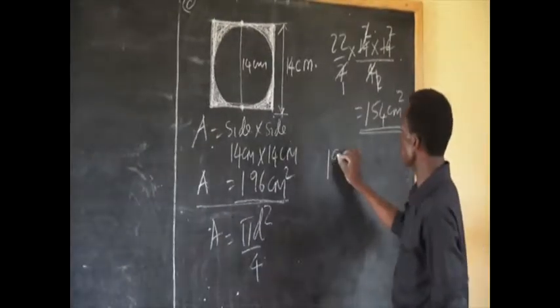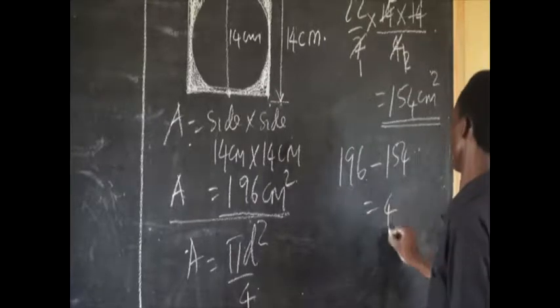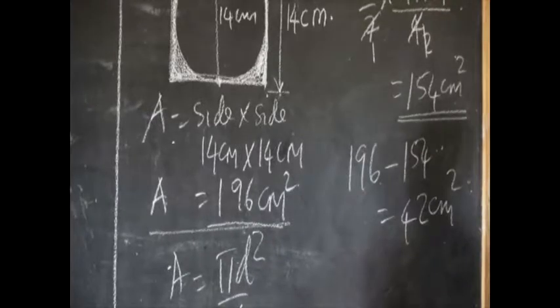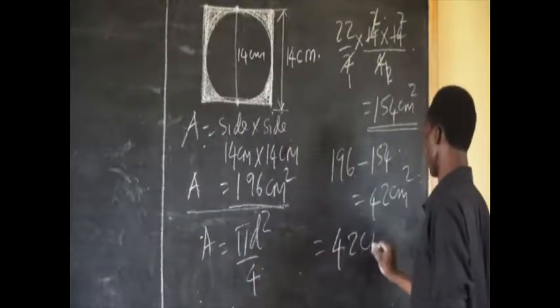Now it is 196 subtracting 154, which is equal to 42 centimeters squared. So the area of the shaded shapes is equal to 42 centimeters squared.